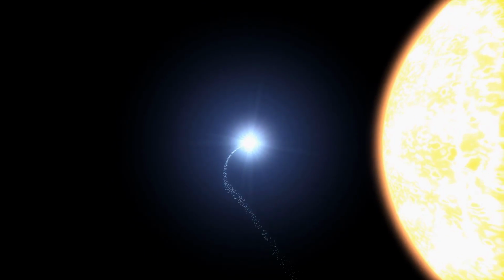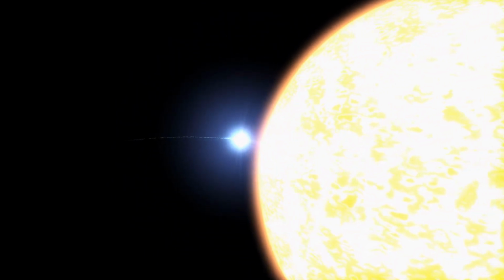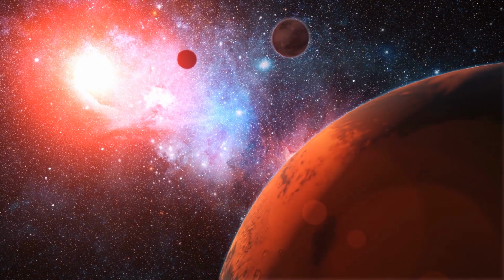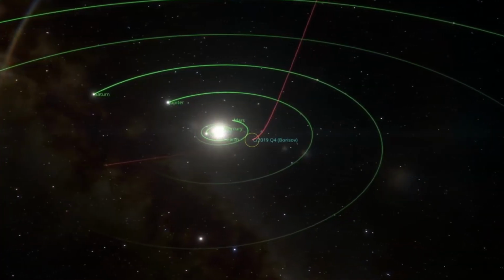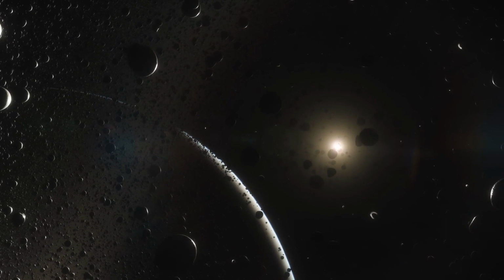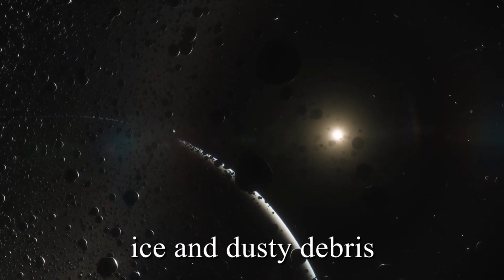The varying carbon monoxide concentrations indicate that Borisov developed relatively close to its star before spreading outward, presumably under the influence of the system's massive planets. Although comet 2I Borisov's surface has not been directly observed, comets in our solar system have rough surfaces that are coated in smooth sheets of ice and dusty debris.